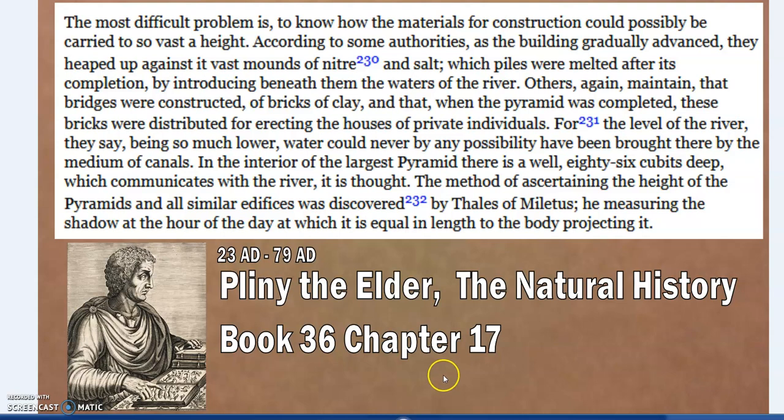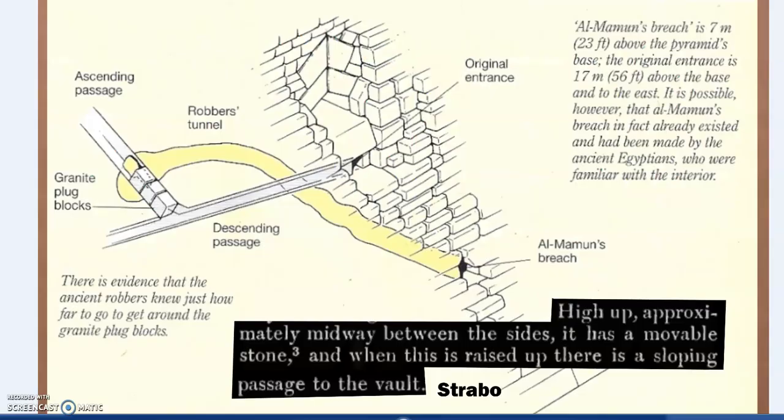Another one by Pliny the Elder in Natural History, Book 36, Chapter 17. You can pause to read this section, but of course you can find it. Now, where is the important part? In the interior of the largest pyramid there is a well, 86 cubits deep, which communicates with the river. So again, he's describing the internal structures of the pyramid, and even giving a very good description of the well shaft, as it's called.